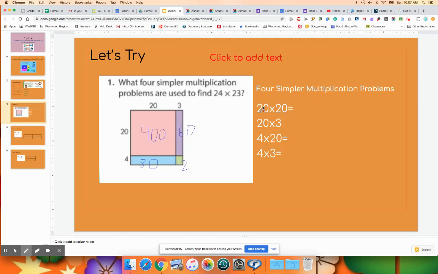The simpler problems: 20 times 20, which, as we just said, is 400. 20 times 3, which is the 60, and there should be an equal sign. 4 times 20, which is the 80. And then 4 times 3 is the 12. If you add those all up, you'll get 552. Please make sure you're lining up your digits when you add. So many people do all of this hard work and then they make errors on the addition that we shouldn't be making at this point, okay?